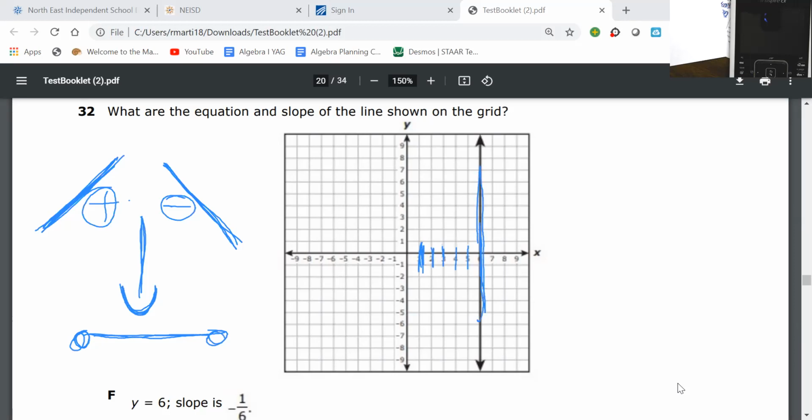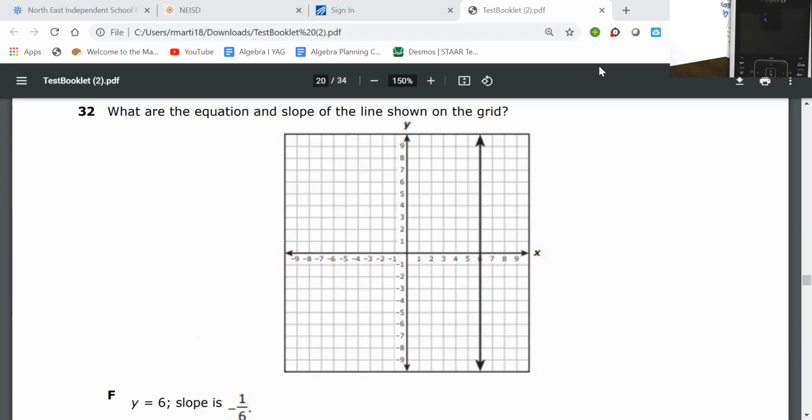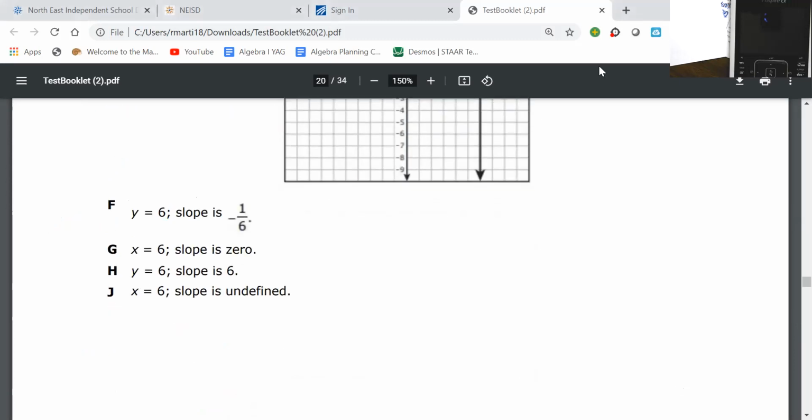Even though it goes up and down, a lot of students see that and think, oh, it has to be y. Oh, it crosses the x-axis, so therefore it's x equals. If it did this, then that's y equals 5. But in this case, it's x equals 6. Okay? So then you look at your answer choices. J, x equals 6, slope is undefined.